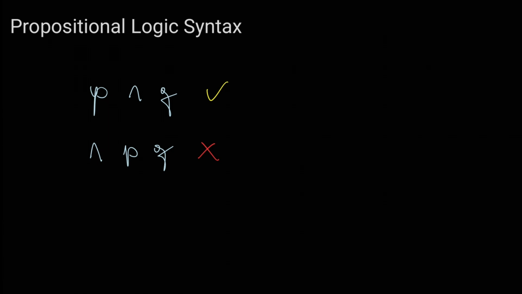So syntax defines what symbols are allowed. We have something like not, and, or, implication. We do not have something like this. I don't know what this is. So what symbols can you use? Syntax will tell you that. It tells also how you can combine them. So this, as we said, is a valid combination.